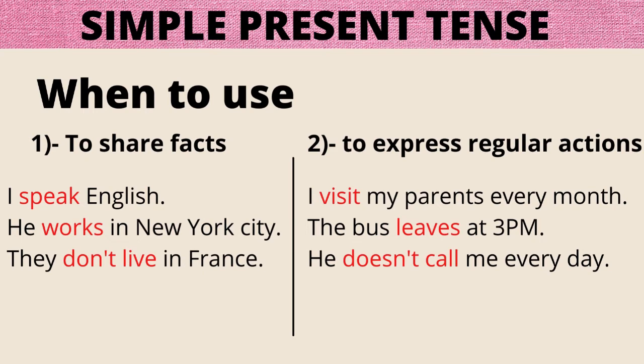In the next example, the bus leaves at 3 p.m. Leaves is in simple present tense. This is part of a timetable at 3 p.m. So we can understand this is part of a bus schedule. Finally, he doesn't call me every day. Here again, we have a negative expression. He doesn't call is in simple present tense. It's a negative expression, and here we have every day, so this shows an action that does not happen every day. So these are the 2 ways to use, or the 2 times to use simple present tense.